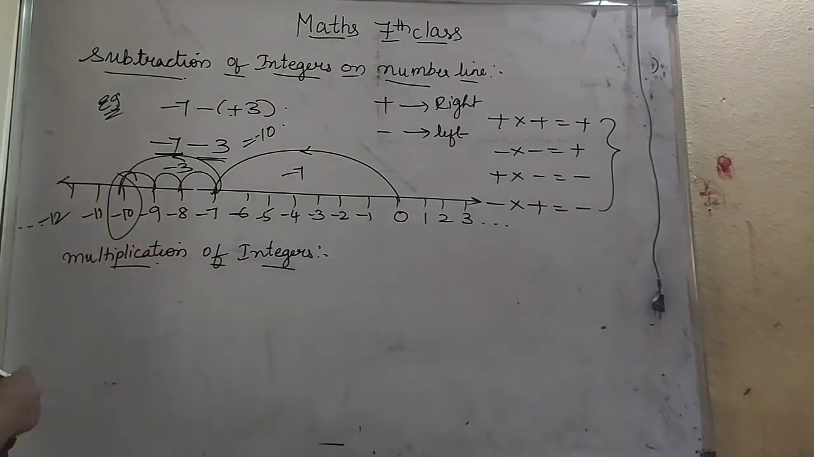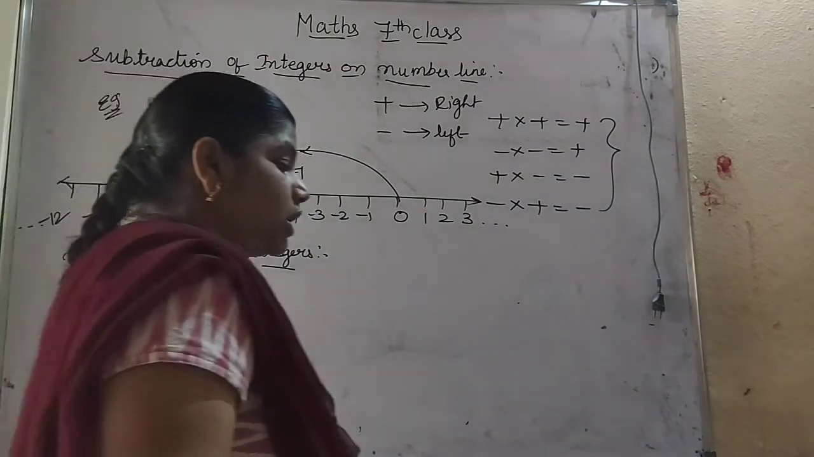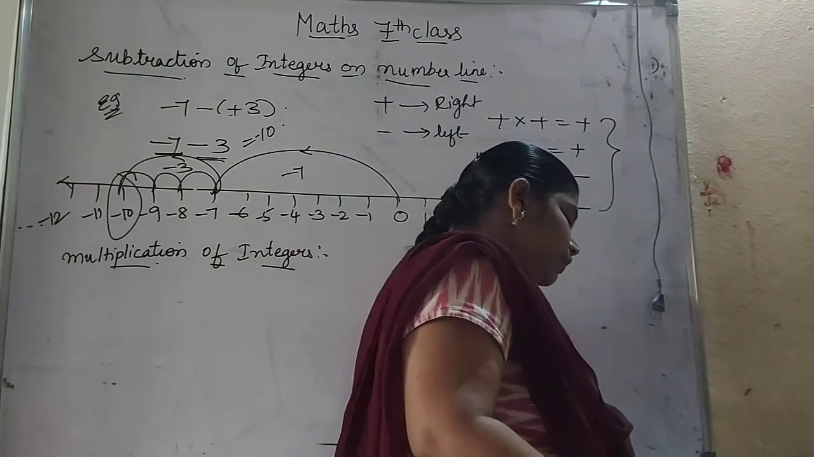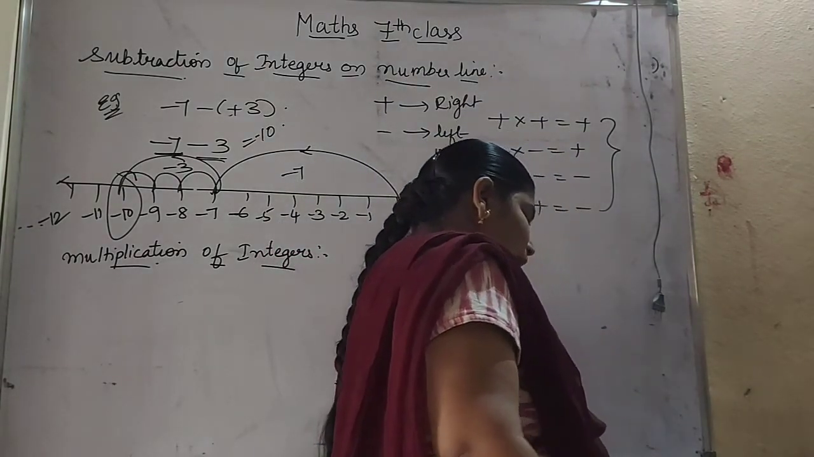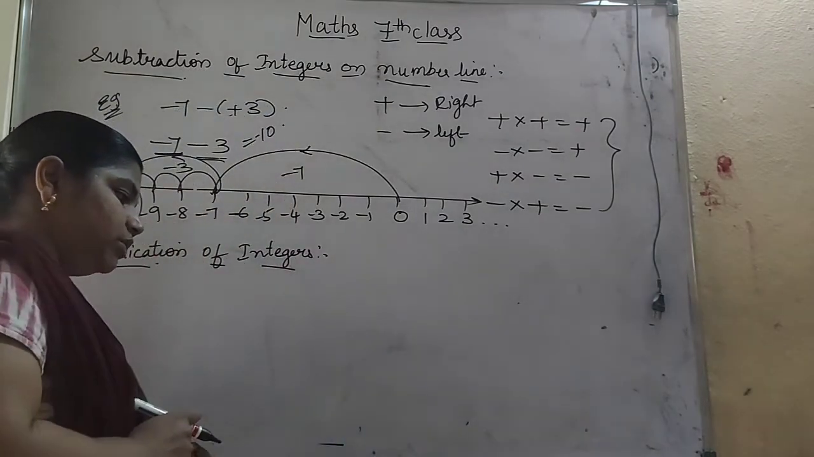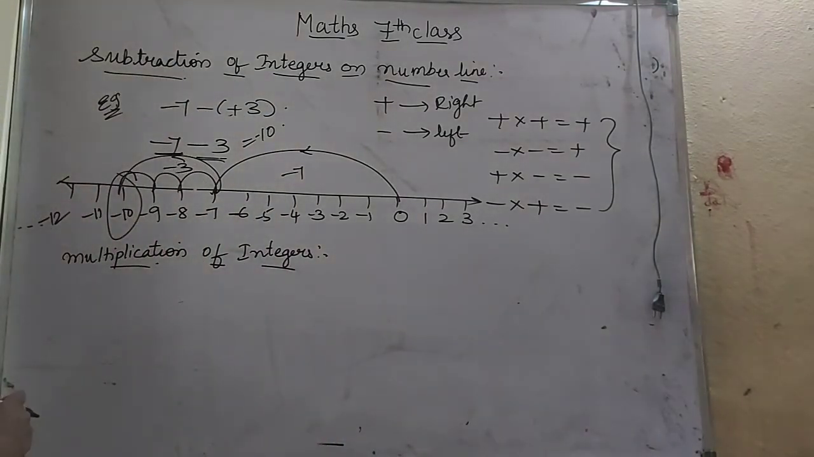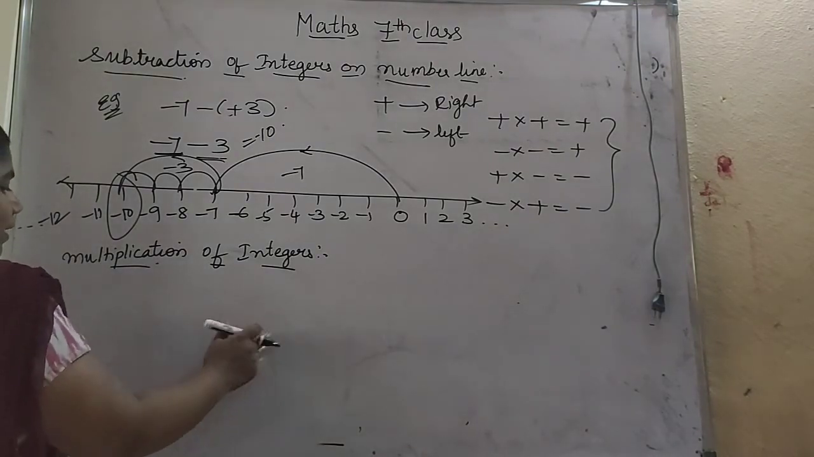So what is the next topic? That is multiplication of integers. So how to multiply the terms we will see. Multiplication of integers also we can do on a number line. So first I am taking it as... So how to multiply the terms we will see.